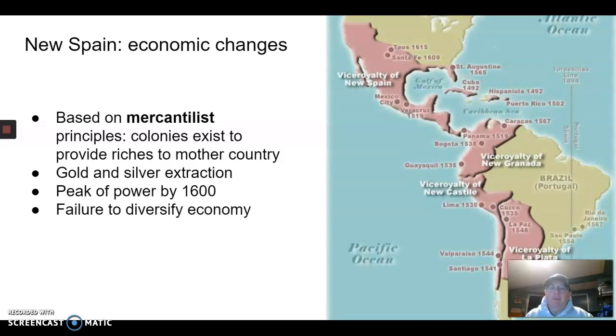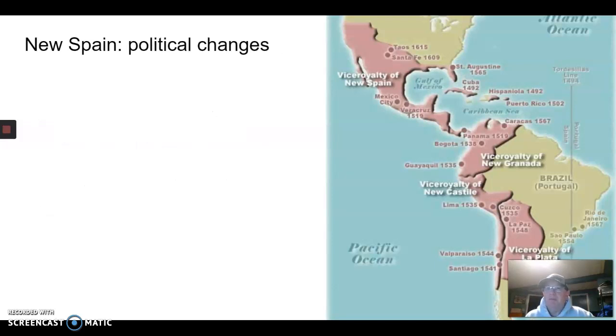Although I will also note there's a failure to diversify either the economy of the mother country or the colonies, since they are so bent on extracting these resources here. So in the long term, it will be a failure economically. But early on, for a good 50, 60, 70 years, Spain is the number one power by far, pretty much.